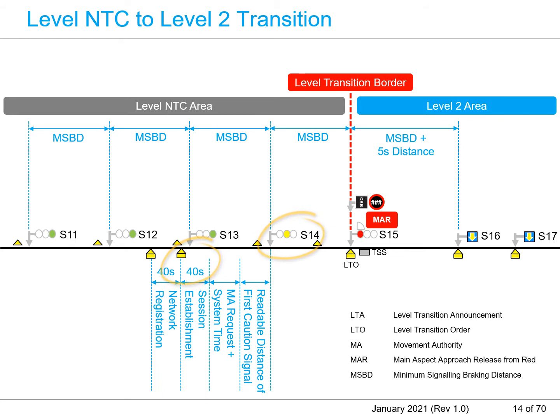The distance between the session establishment Balise group and signal S14 allows the train to maintain maximum permissible speed on approach to the signal S15 during normal operation. This means the train driver will observe a green aspect on approach to the level transition border during normal operation.